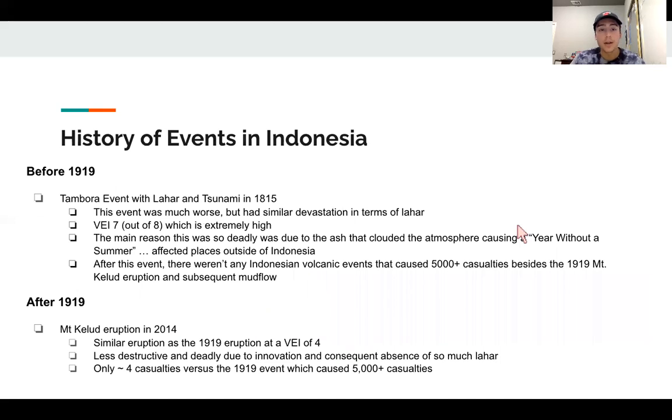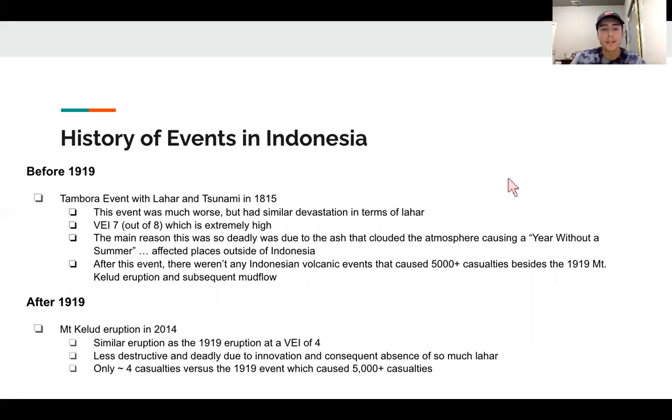So, history of events in Indonesia. Before the 1919 Mount Kelud eruption, the Tambora event was the worst lahar incident. But it also was just a terrible eruption in general, and it was also associated with a tsunami in 1815. So this event was much worse. The VEI was 7 out of 8, which is extremely high, and the main reason it was so deadly, unlike the Mount Kelud eruption, was the gas that clouded the atmosphere, and people note it as a year without a summer.